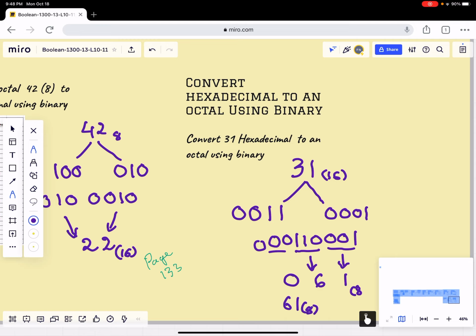So again, in order to change from hexadecimal to octal using binary, first you have to change 31 to binary. In this case, you make sure that you have 4 bits in each group. So 1 is 0, 0, 0, 1, and 3 is 0, 0, 1, 1. Now from binary, you want to change to octal. You group 3 bits per group, starting from the right to your left. So in this case, you got 1 and you got 6. The other one is 0, it doesn't count. So you got 61 octal number.